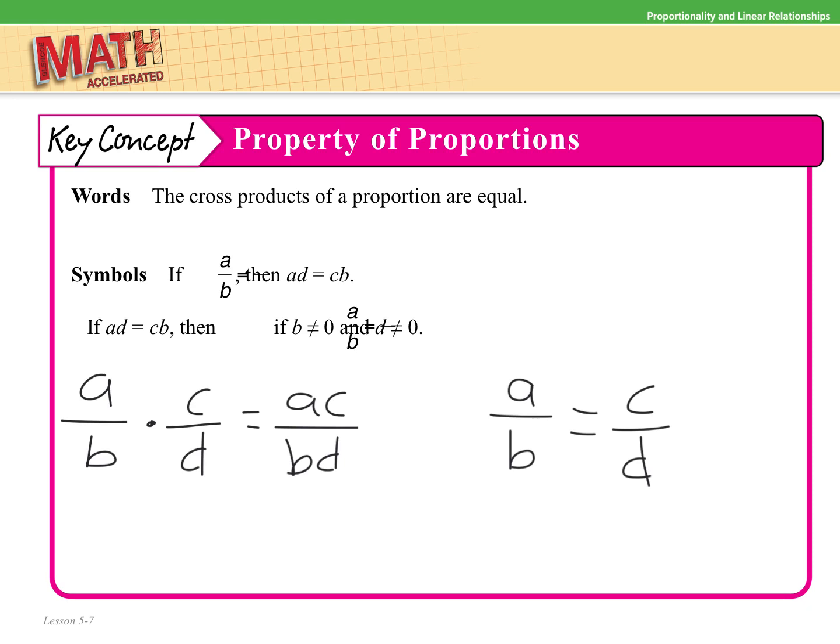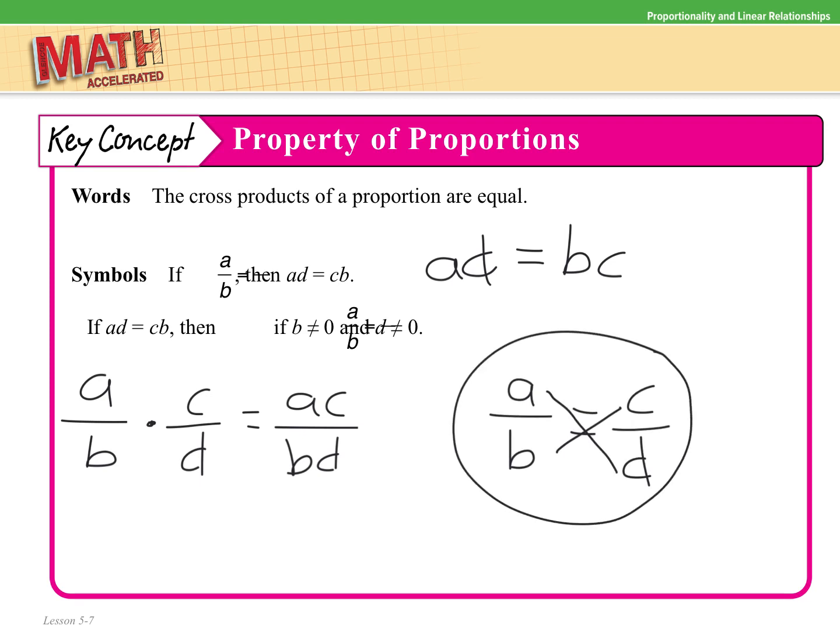Now, here we're going to do cross products. Raise your hand if you remember cross products. I think you've seen them before a little bit. If not, let's review. Cross products, we're going to take A times D. Cross, make an X. So we have A times D equal to B times C. We're just crossing. And then we would use that to solve for what we want to find. So we're going to be following this method today.